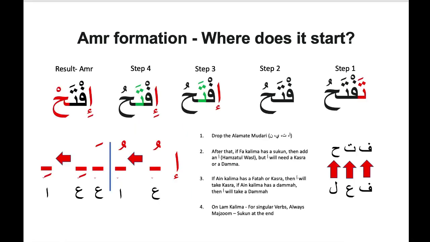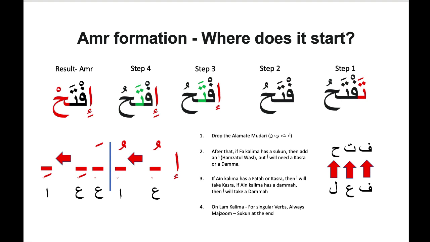We shall be forming Amr from taftahu. So the first rule is to drop the alamate mudari'. As you remember, all the prefixes for fi'l mudari' are identified by four characters, and they are alif, ta, ya, na: 'ataina'.